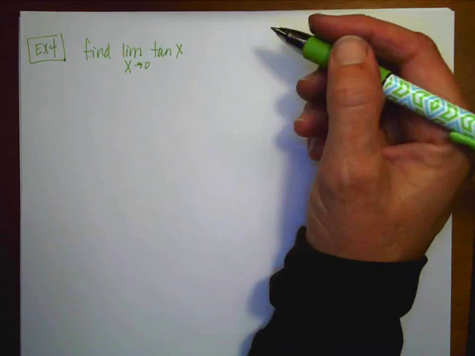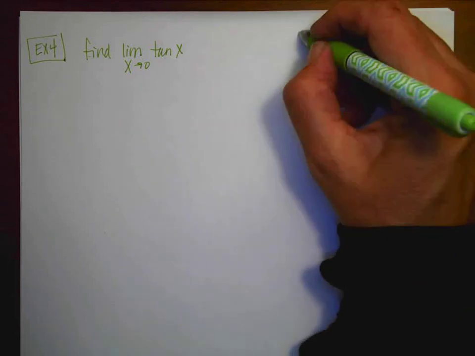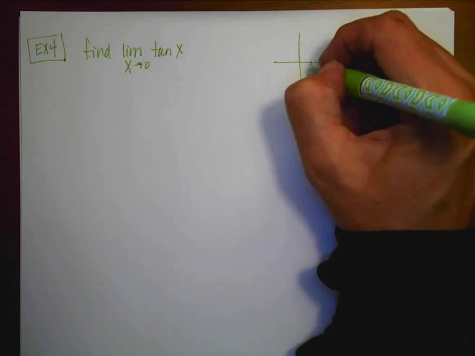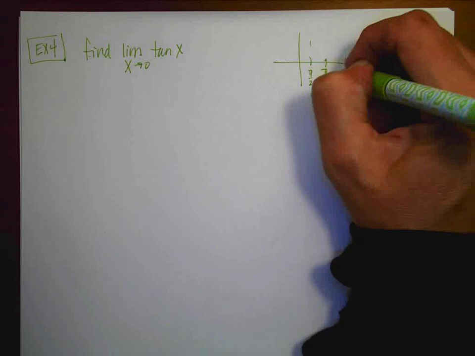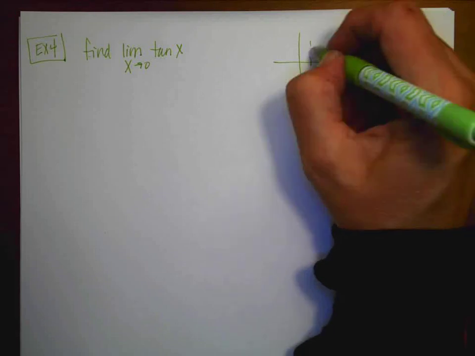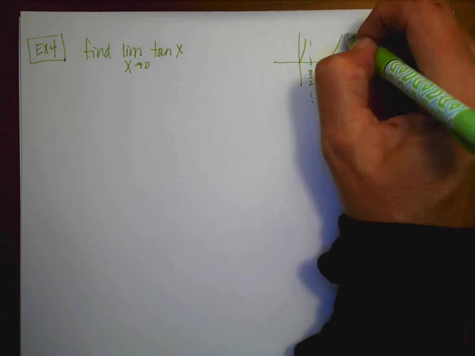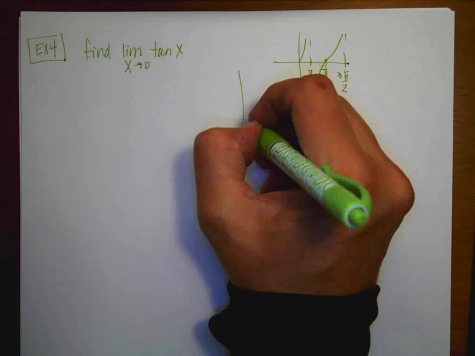And I want to find the limit as x approaches 0 of the tangent of x. So I'm going to actually do this a couple of different ways. Remember that tangent has asymptotes, and tangent's period is pi, and it has asymptotes at half of that, and so this would be 3 pi over 2. So my graph is going to look something like this. There's my other little guy, okay?